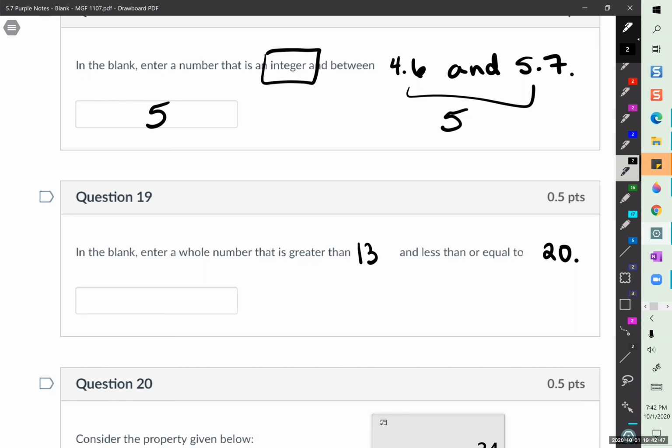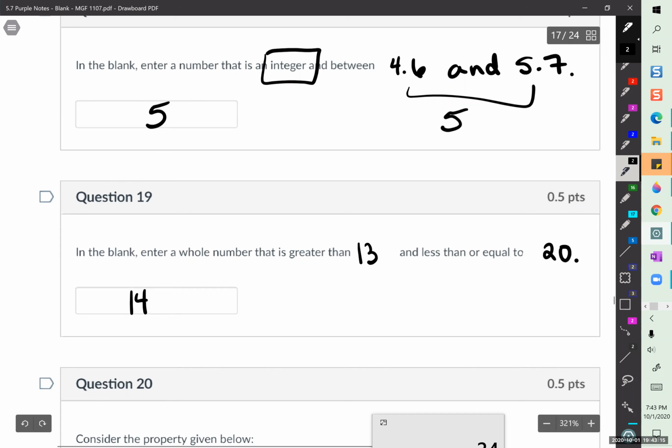Now here, enter a whole number that's greater than 13 and less than or equal to 20. What would happen if I put in 14.5? It's between 13 and 20. Why is that still incorrect reasoning, even though it is between 13 and 20? Perfect, it's not a whole number. Getting very good at reading lips from this class. Y'all have given me a fringe benefit. So it's not a whole number, but 14 would work.